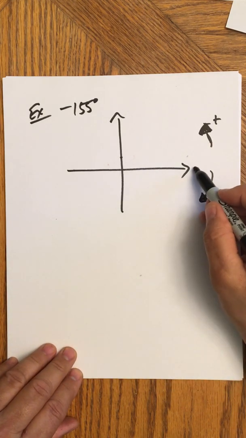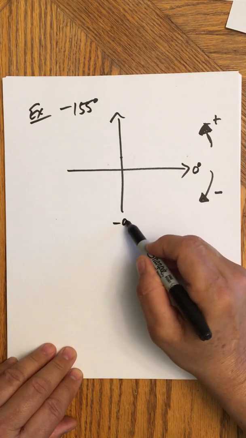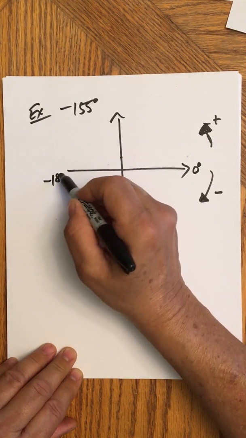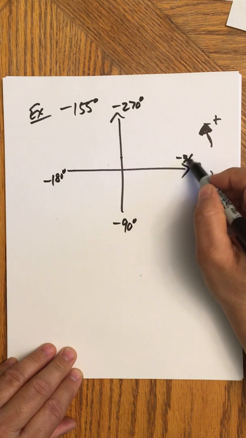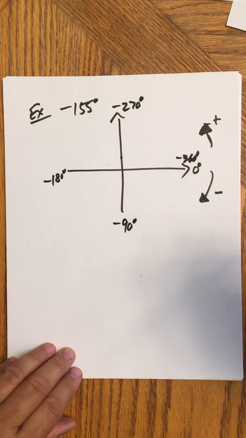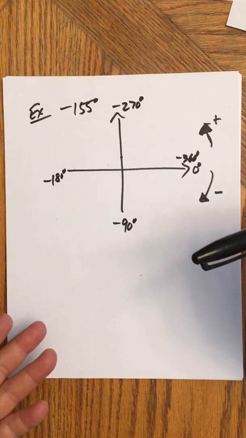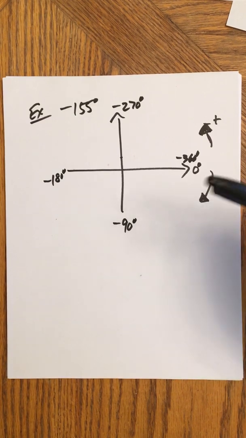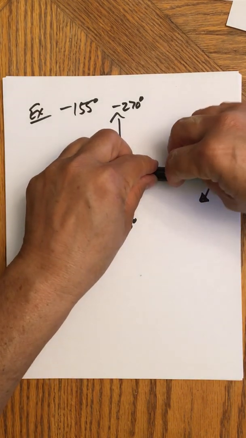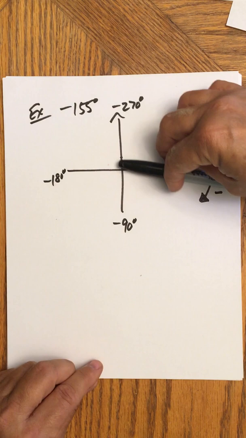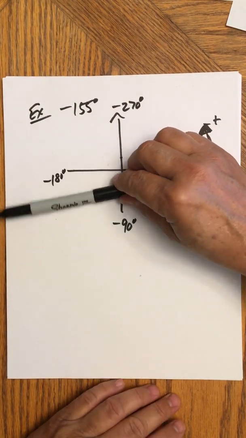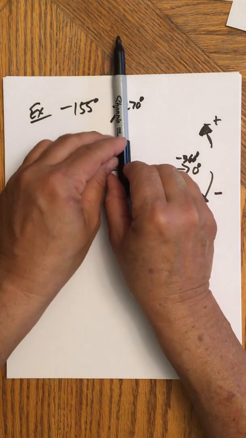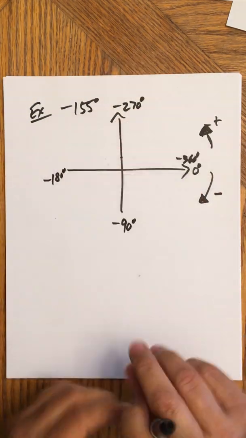So if this is always 0, this would be negative 90, negative 180, negative 270, and here negative 360. And notice again that one full revolution, 360, in the negative direction ends up in the same spot as 0. So to go one full revolution in the negative, you start at 0 and you're rotating here: negative 90, negative 180, negative 270, negative 360.